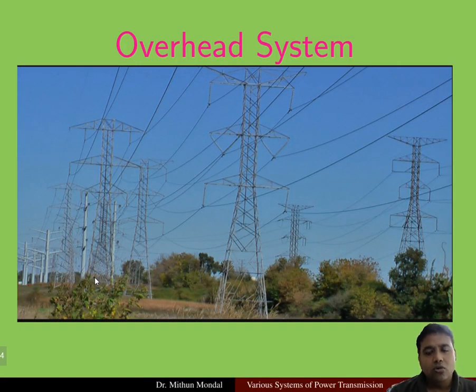So first in lecture number 6, we will focus on the overhead system. So this lecture will be focusing on the overhead system, and in lecture number 7 we'll focus on the underground system. So here you can see the overhead transmission line, through which the power is transmitted.